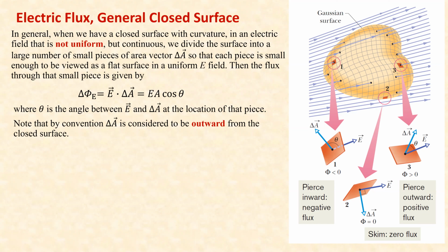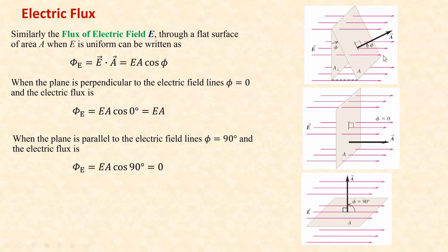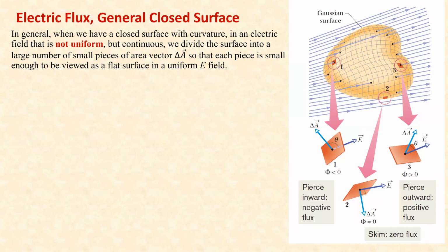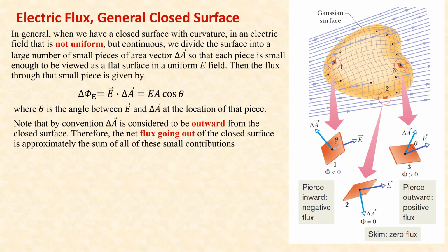Before that, when we talked about just a flat plane, it was not very clear, for example, whether you could take the A this way or the other way, because the two directions are equivalent. But here, because we have a closed surface and there's inside and outside, we can define the delta A to be outward. So delta A is outward. Therefore, the net flux going out of the closed surface is approximated by the sum of all these small contributions.